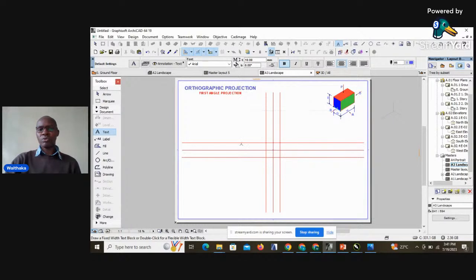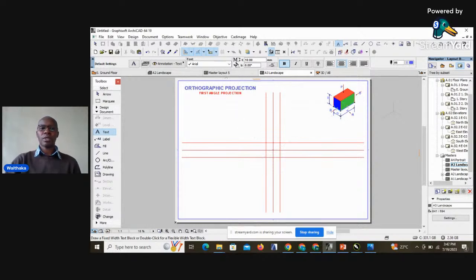So we will begin by projecting the front view. The face that we are seeing in green is the one that we project in this quadrant. So that end view now will be projected to the right hand side of the front view. And then, of course, the plan is usually below the front view.